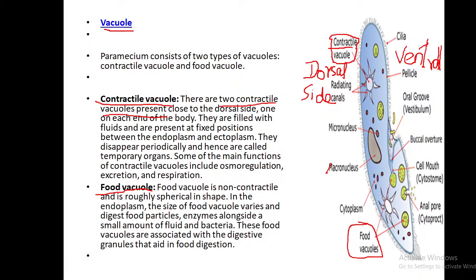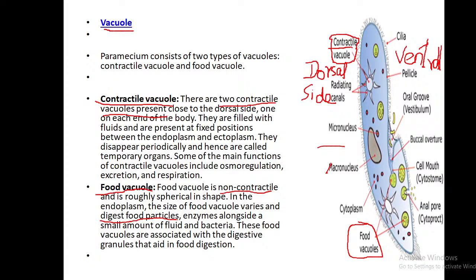They are non-contractile structures. Food vacuoles are non-contractile and they are approximately spherical in shape. You can see here these yellow bodies or yellow structures, they are spherical in shape. And it varies from organism to organism, and the function is they digest the food particles.